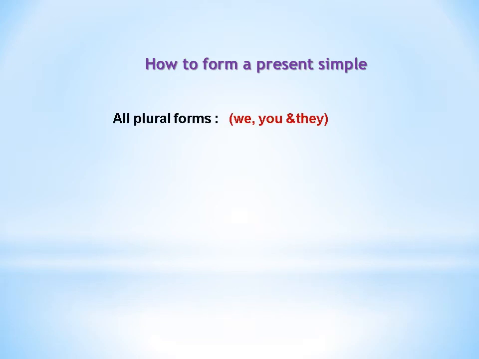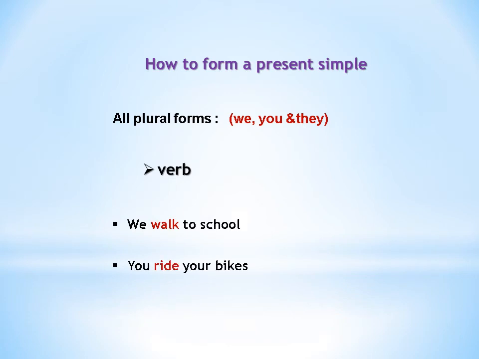For all plural forms, we, you, and they, we also use the first conjugation of the verb. برضو أيضا نستخدم التصريف الأول للفعل. Examples: we walk to school. You ride your bikes. And they study English.